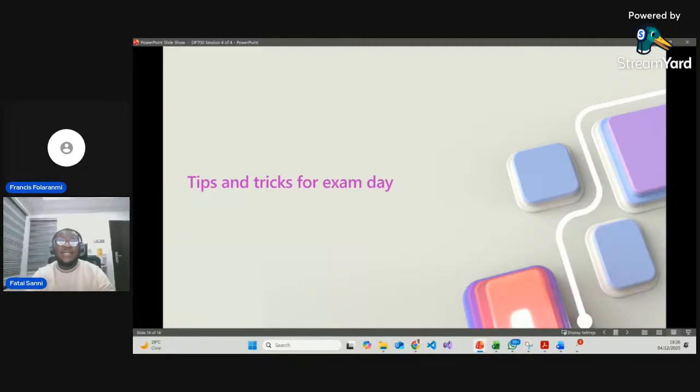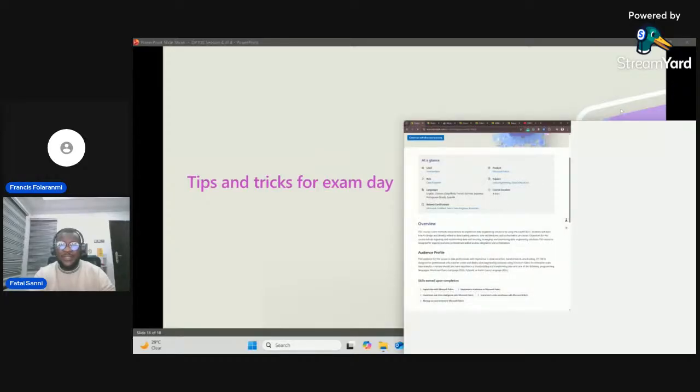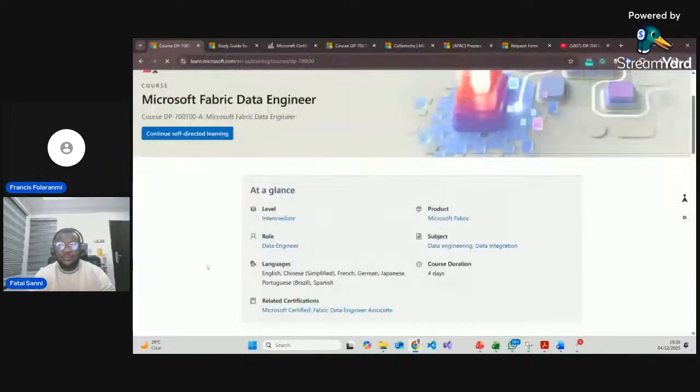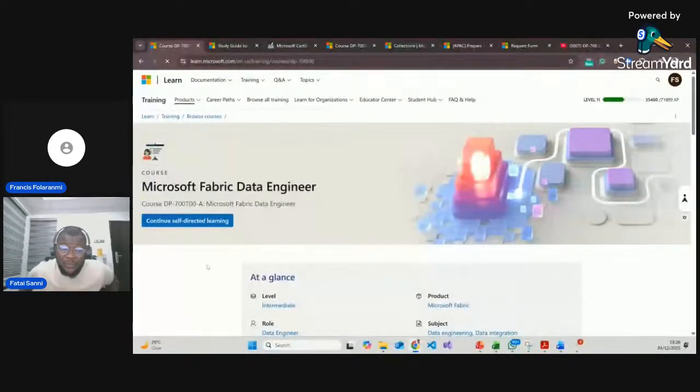Enough about the slides. Now let me bring up my other screen and let's start talking about the skills, the tools, and everything that you need when you're preparing for this exam. So the very first thing I would do if I was preparing for DP-700 or any Microsoft exam is to check out the exam page itself.